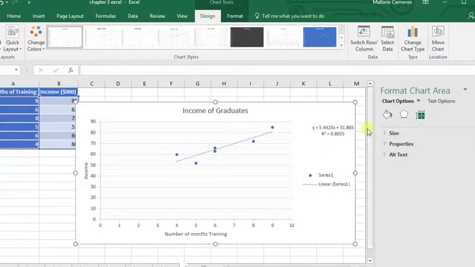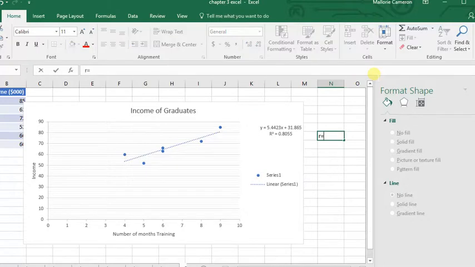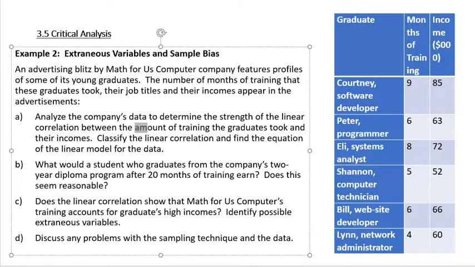This is the important thing to remember. So we'll do R equals the square root of 0.8055. So our correlation coefficient is 0.89. Therefore, this is a strong positive linear correlation. Okay, so it is strong. So it is a good fit.